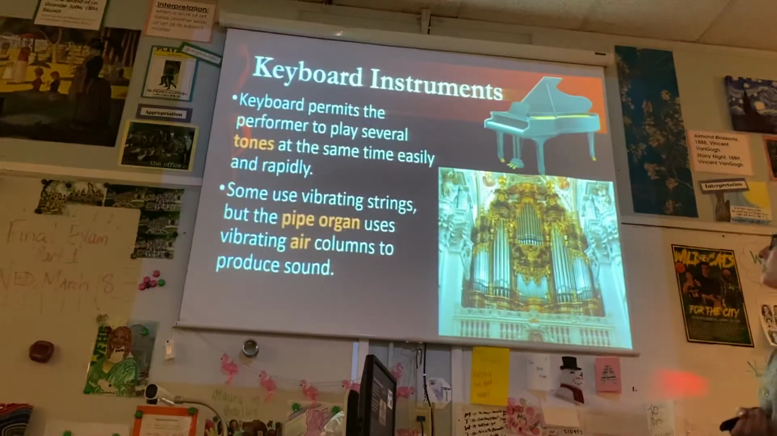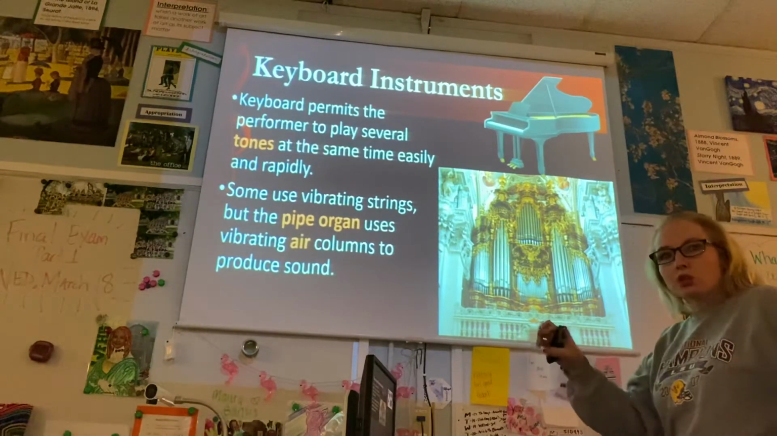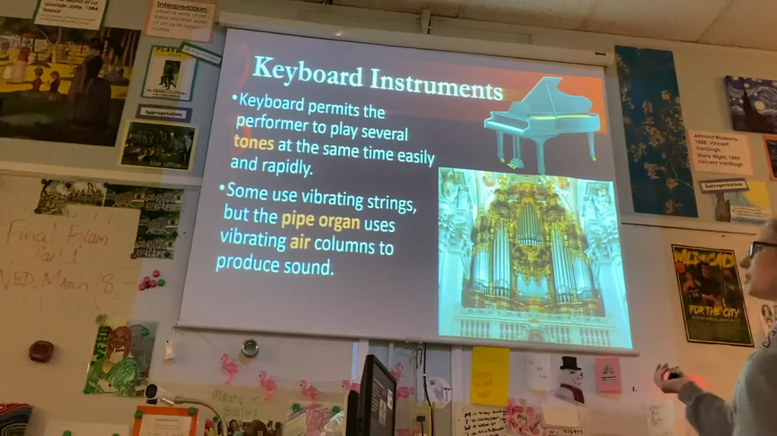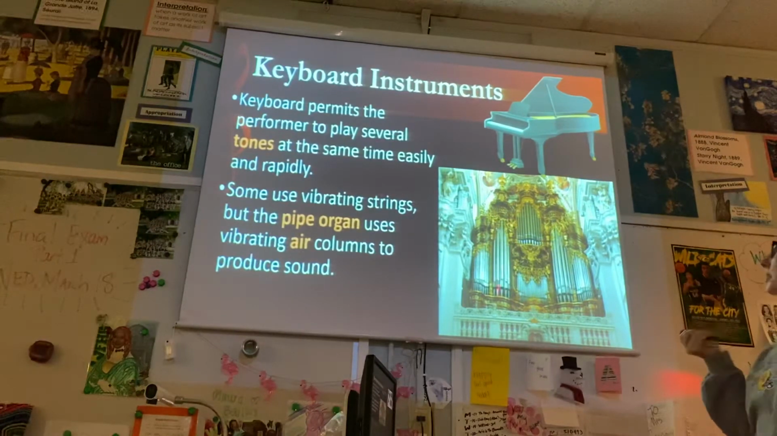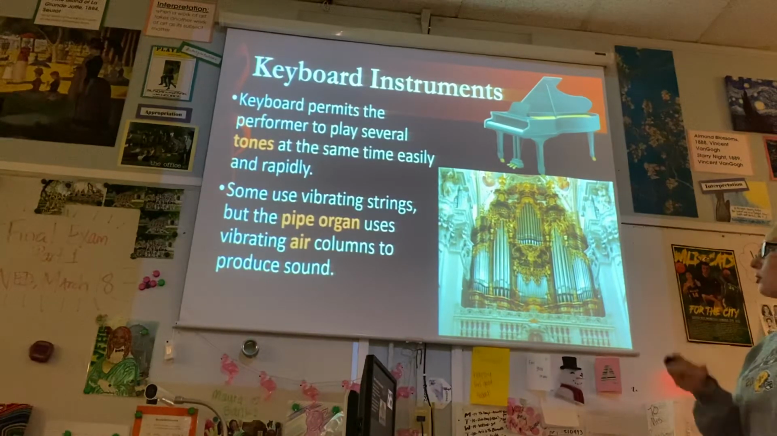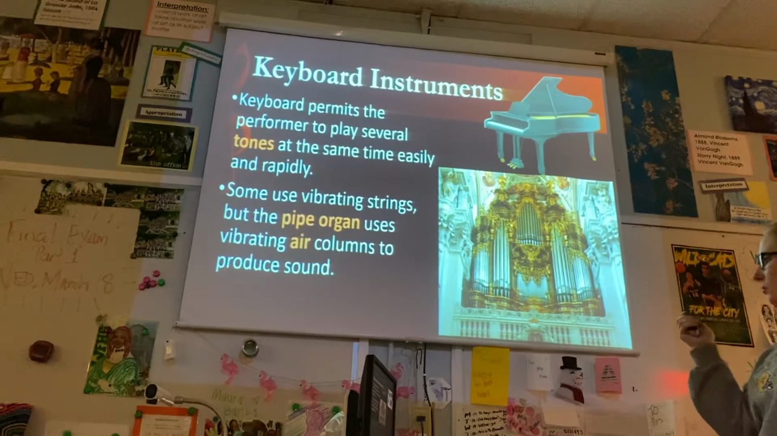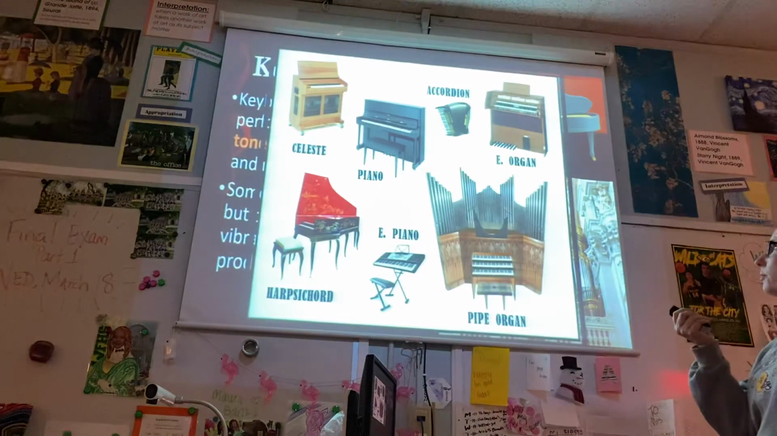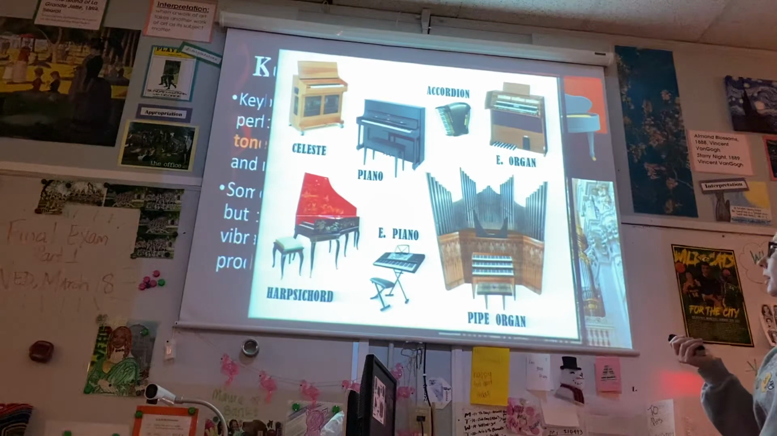All right, keyboard instruments. Keyboard permits the performer to play several tones at the same time easily and rapidly. Remember yesterday when we watched the little 6-year-old play Flight of the Bumblebee on the piano? He was playing extremely fast. Some use vibrating strings, but the pipe organ, you might have seen one of these in a church downtown, especially in the big Catholic churches and cathedrals in downtown New Orleans. They use vibrating air columns to produce sound. All right, these you need to know: the celeste, the piano, the pipe organ. Okay?